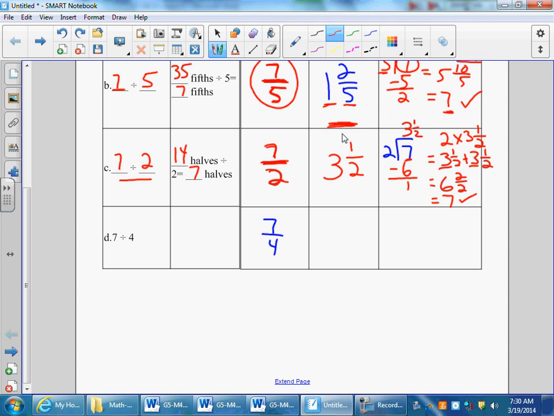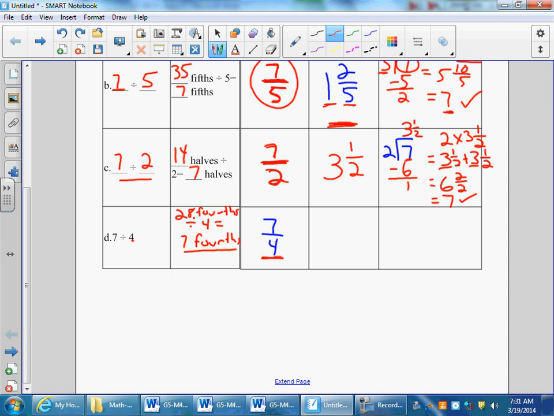Lastly, we have 7 divided by 4 in row D. We also have 7/4 as my improper fraction. In 1 whole, there would be 4/4. So in 7 wholes, there's going to be 28/4, divided by 4 will give me 7 fourths. The 7 fourths matches my improper fraction.